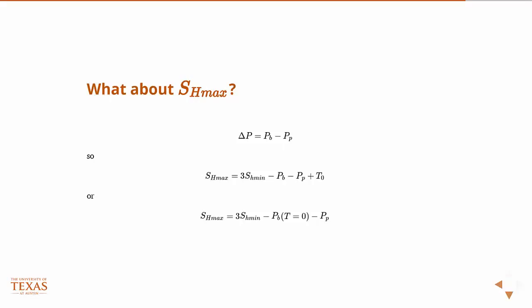All right, so what about SHmax? If we go back to those Kirsch equations and assume that delta P is normally the mud pressure minus the pore pressure, but let's assume that we can somehow figure out what the mud pressure is right at the point of fracture initiation. We'll call that the breakdown pressure, right? So this is the instant of fracture initiation. Call that the breakdown pressure.